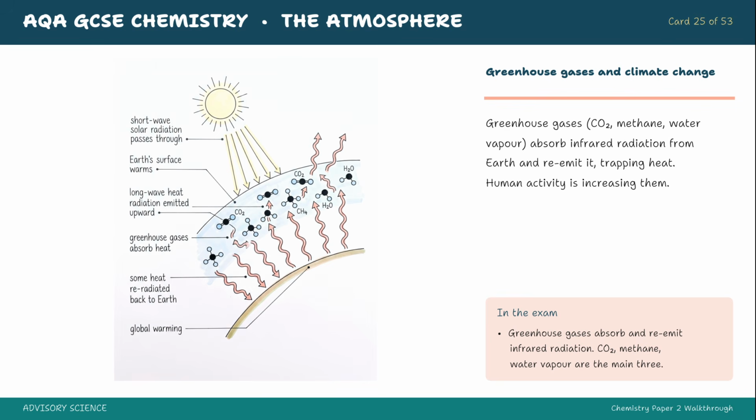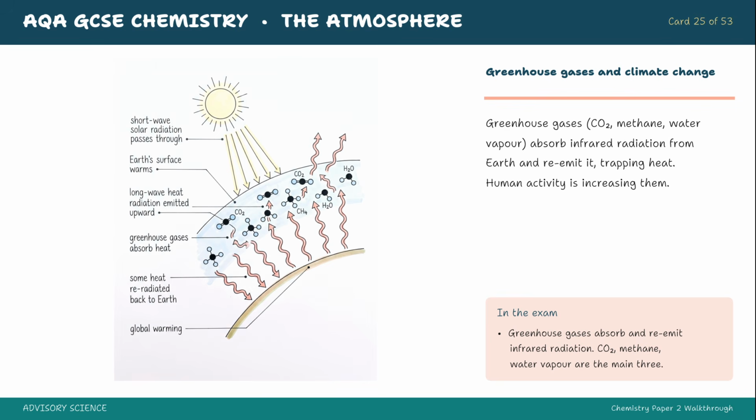They work by letting short wavelength energy from the sun pass through to warm the Earth. They also absorb the longer wavelength heat radiation that the Earth gives off and re-radiate some of it back down.